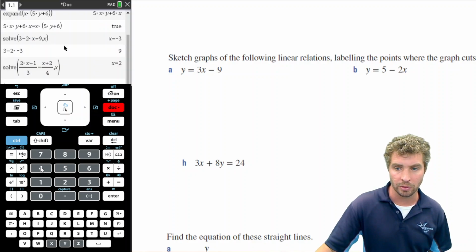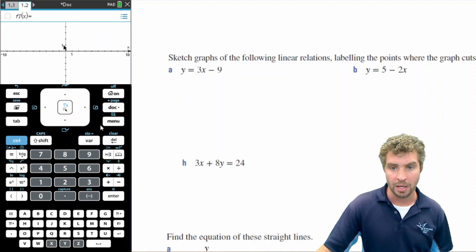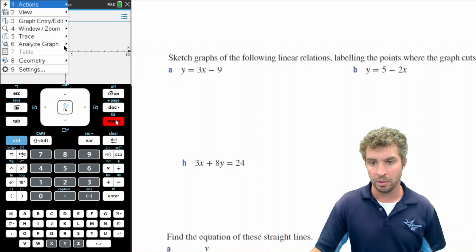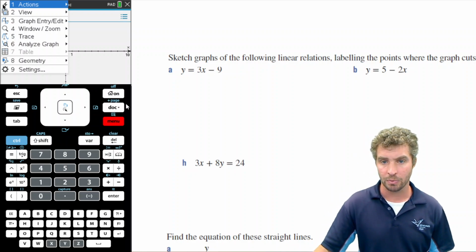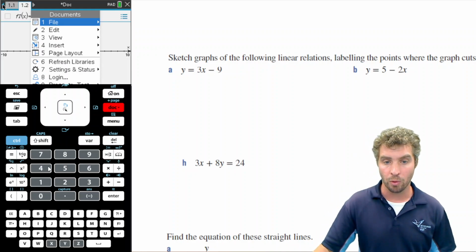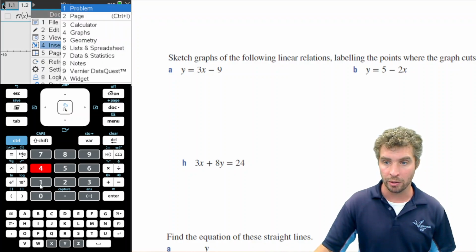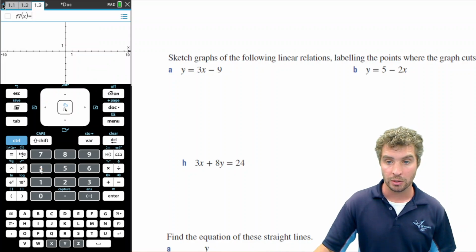Sorry, I'm doing the wrong thing. So, menu to do this. So I do document, 4 for insert, and then 4 for graphs. Okay, so that gives me a new graph, and I've opened a second graph page.